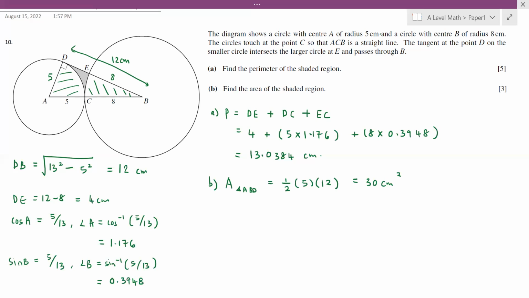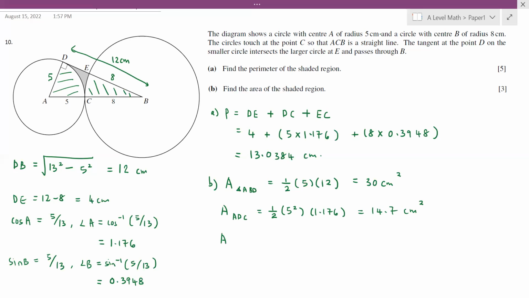And in order to find the area of sector ADC, that is given by half r squared theta. So r squared is 5 squared. Angle A is 1.176, and that is 14.7 square centimeters.